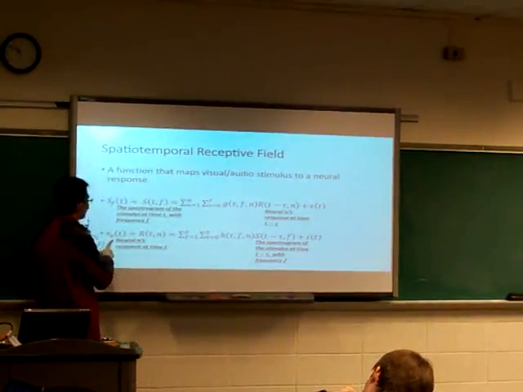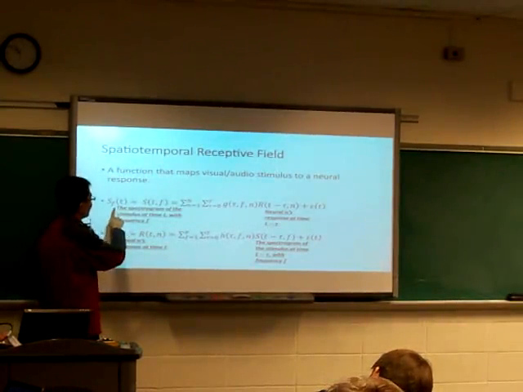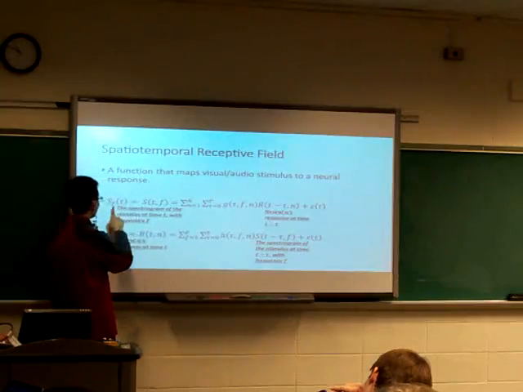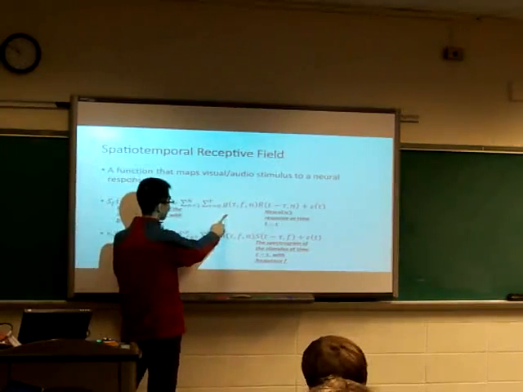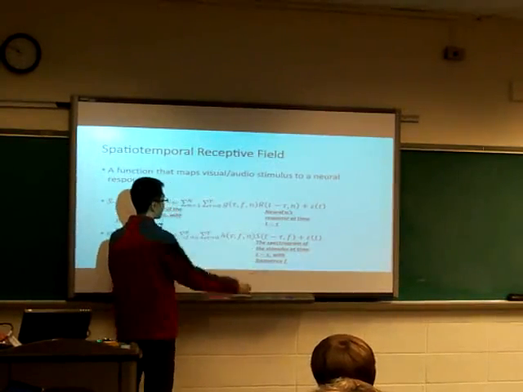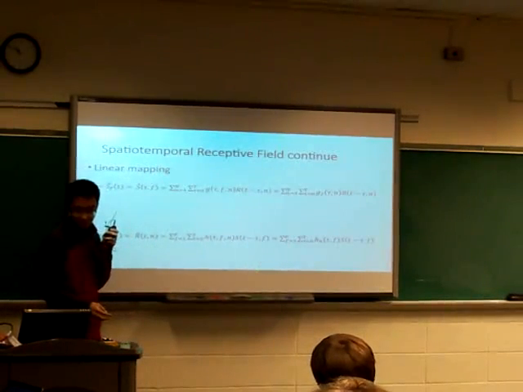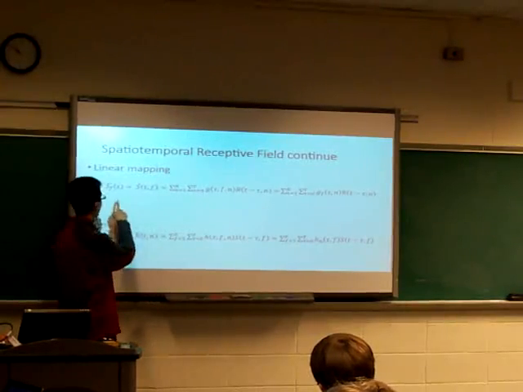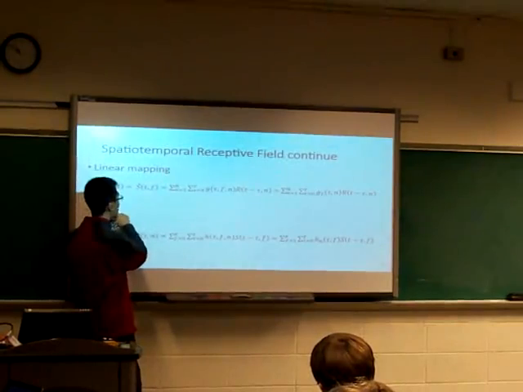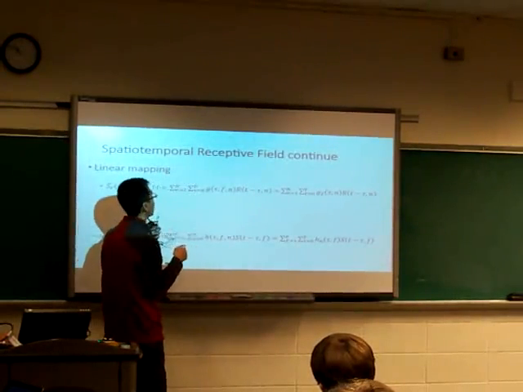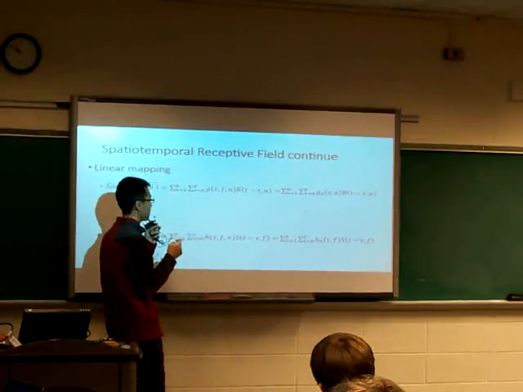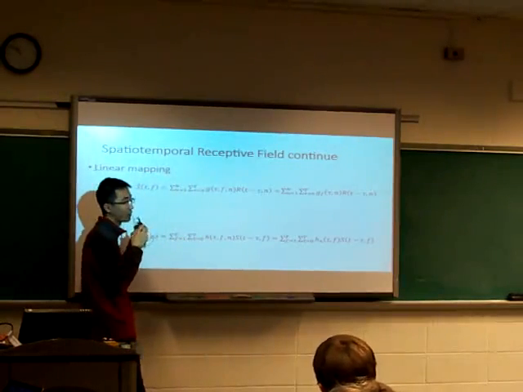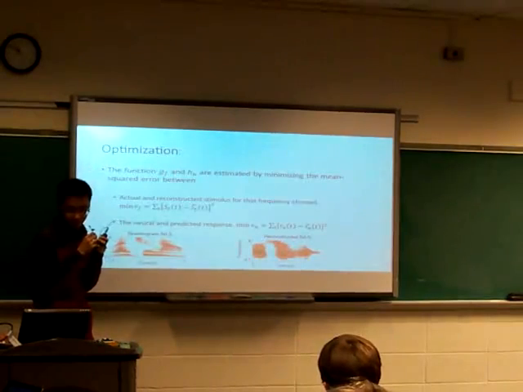This one is the same. It's just the inverse of the first one, so we just focus on the first one. The stimulus equals G convolved with R. Here is just a different expression. We remove the nonlinear part and just leave the linear part.